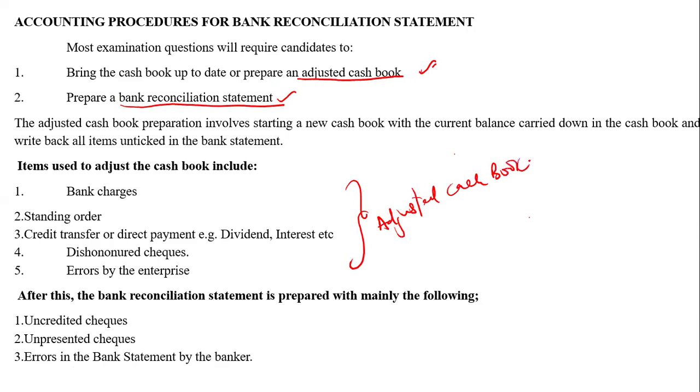The basic thing you have to see is that all the items in this adjusted cash book are not in the previous cash book. The previous cash book, when you prepared it, you maybe didn't know the bank charges, while all the other items are in the bank reconciliation.